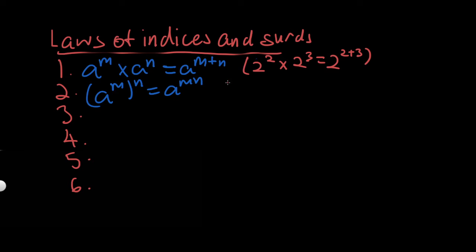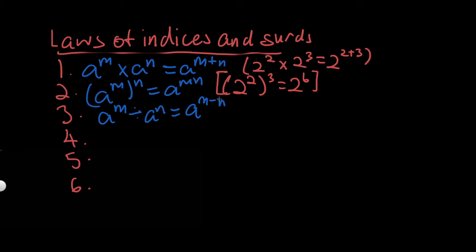Yeah, multiply it. Given, for instance, 2 squared, cubed, equal to 2 power 6. Third would be a power m divided by a power n equal to a power m minus n. So 2 cubed divided by 2 squared equal to 2 power 1.